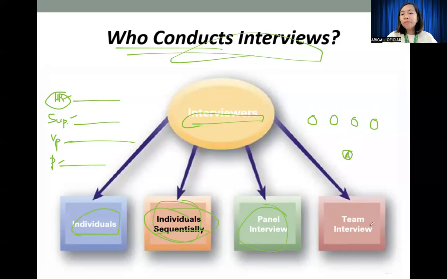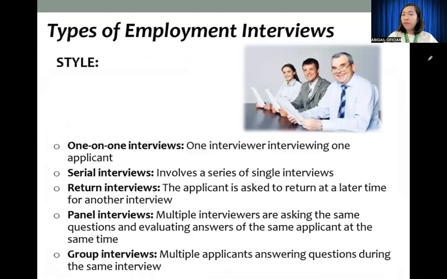Okay, the next is team interview. For the team interview, we have here the applicants, 4 na aplikante, kunyari, at tapos mayroon lang isa na mag-i-interview sa kanila. Sabay-sabay na i-interviewin itong 4 na applicants. That is team interview. Okay? So, to further explain that, we have here another type of employment interviews in terms of style.